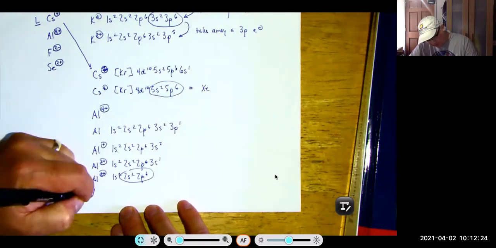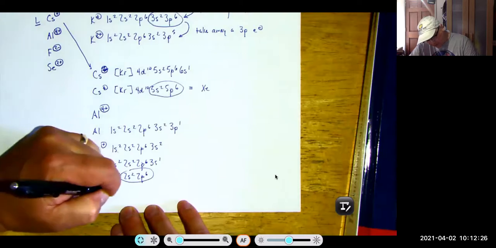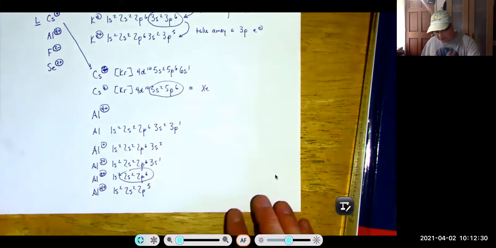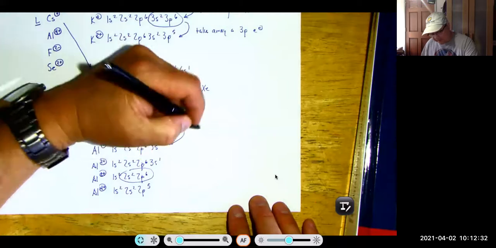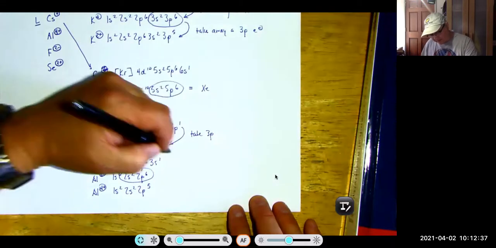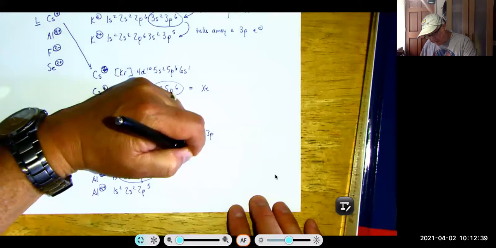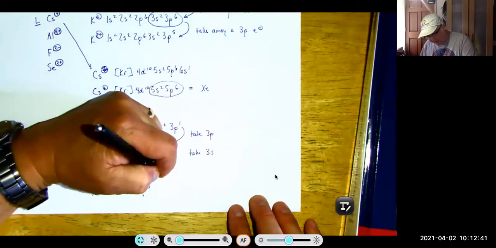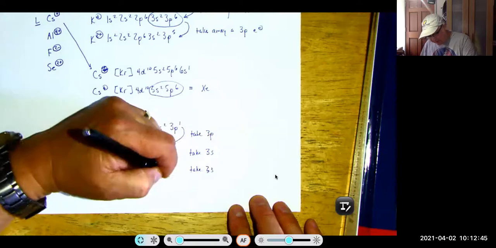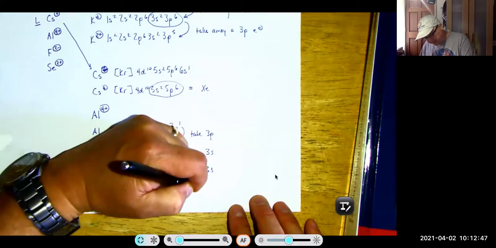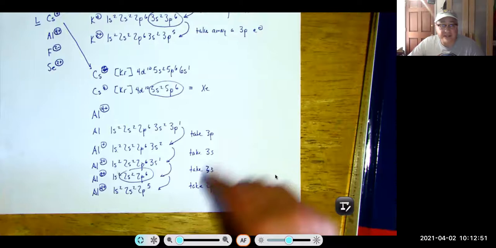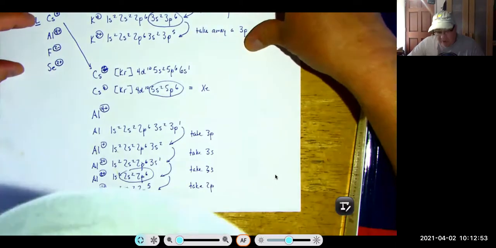But let's take a look at aluminum +4 would be 1s2, 2s2, 2p5. So to go from here to here, we take away a 3p electron. Here, you take a 3s electron. Here, you take a 3s electron. And then all of a sudden, to go here, you have to take a 2p electron. And a 2 versus a 3 is just so much harder to take. You're not really going to do it.